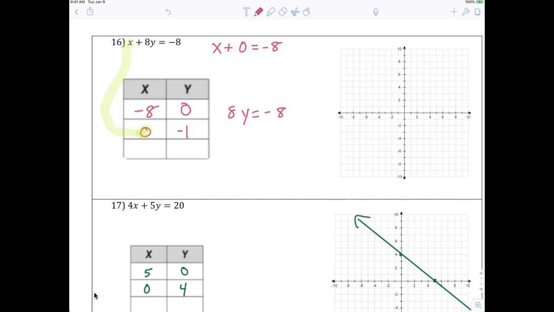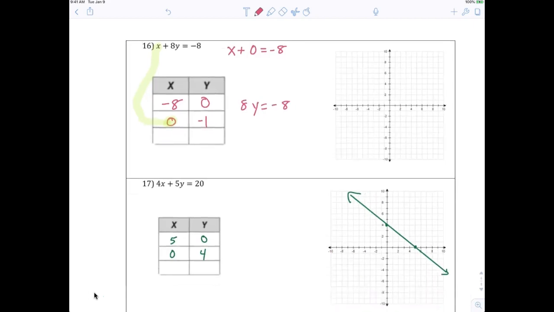You got all this? All right, so now let's graph this. Negative 8, 0, 0, negative 1. Now we just draw that line in there.